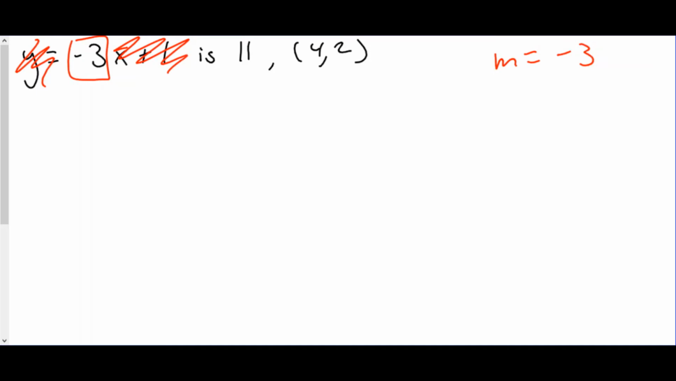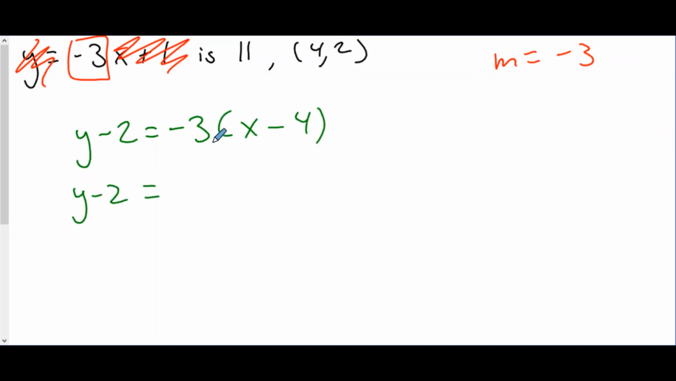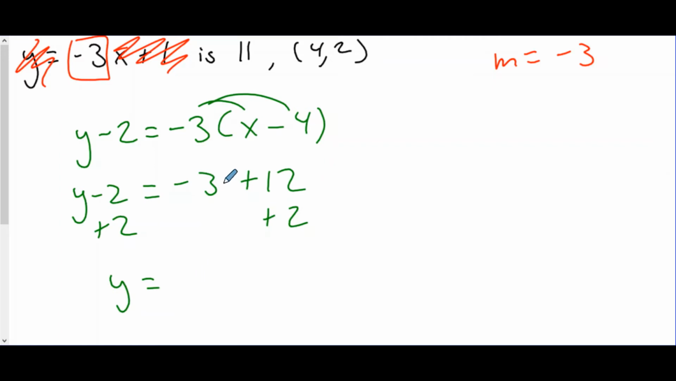So now I have a point and a slope. Better use point slope form. Y minus my y value of 2 equals m, my slope, x minus x1, which is 4. Solve for y. Keep the left side the same for now, so I can simplify the right by distributing negative 3x plus 12, and then add 2 on both sides to get y equals negative 3x plus 14.